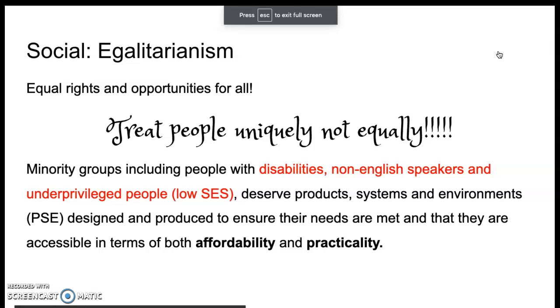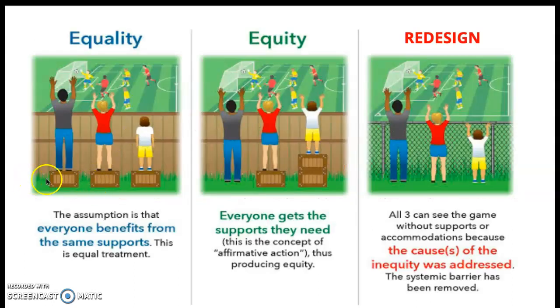Egalitarianism is what I was talking about with beeping and stuff. So egalitarianism is all about equal rights and opportunities for everyone. I like to always think of it as treat people uniquely, not equally. Because if you treat people equally, everyone gets a stool. That's great, but we don't all come to the table equally. We're all different as people, and we all have our different abilities and disabilities.